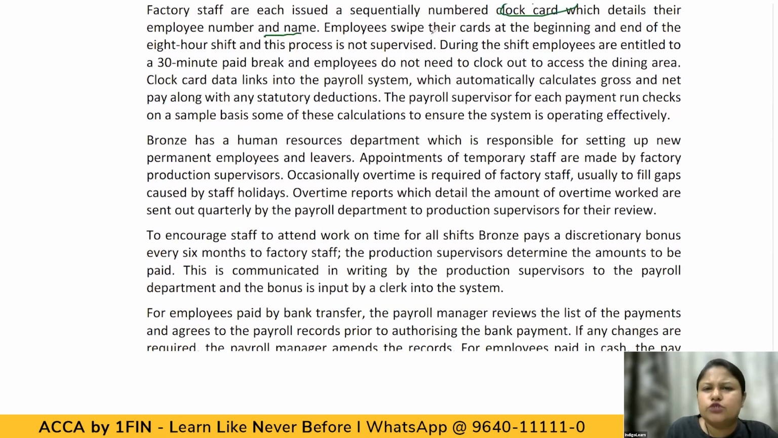Employees swipe their card at the beginning and at the end of the 8-hour shift, and this process is not supervised. Internal control failure. No control. During the shift, employees are entitled to a 30-minute paid break, and the employees do not need to clock out to access the dining area. Very bad. If you don't have to clock out and clock in, then you will not be able to maintain a proper track of whether you spent 30 minutes or 45 minutes or 1 hour. So there is no way of tracking how much break you took.